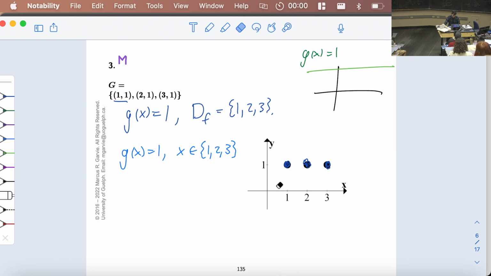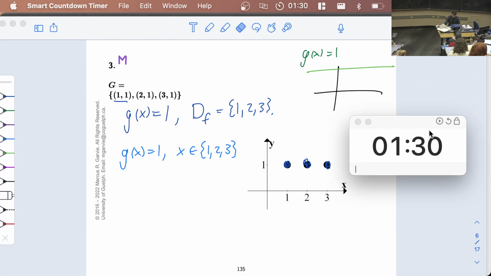And let me turn this off if it's going to let me. All right. Okay.